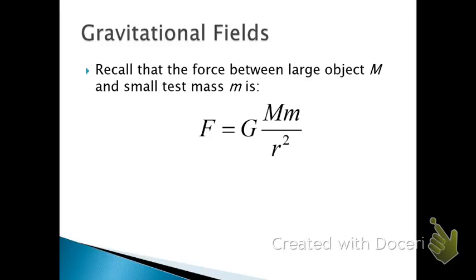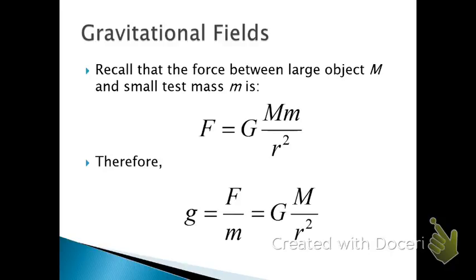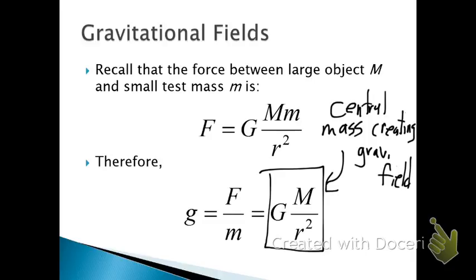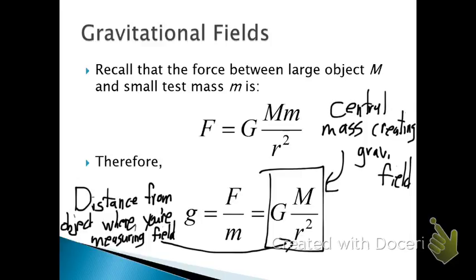We know that the force between any two objects with mass is G m1 m2 over r squared. So if I divide out that little test mass from this equation, I end up with the gravitational field due to Earth being big G, that's 6.67 times 10 to the negative 11 newton meter squared per kilogram squared, times the mass of Earth, so this is the central mass, whatever is creating the field, and r is just the distance away from the object where you're going to be measuring the field. That's going to be in meters.